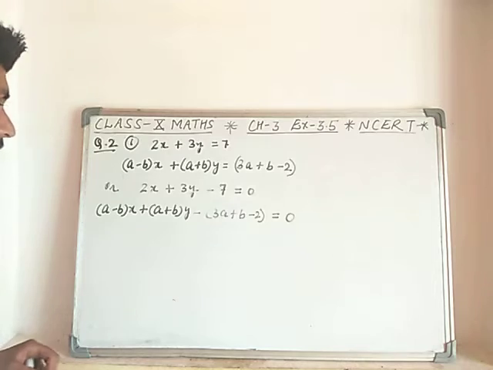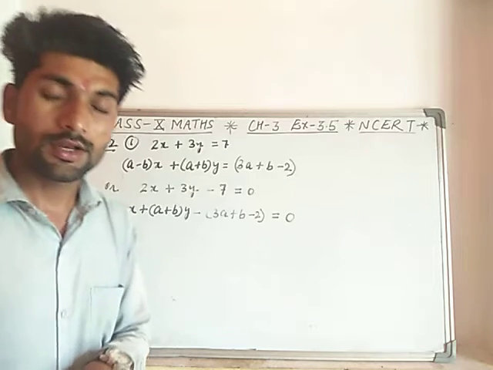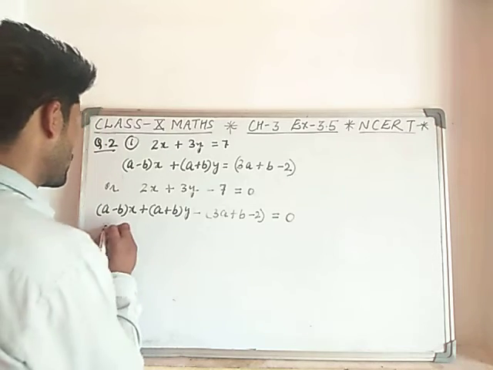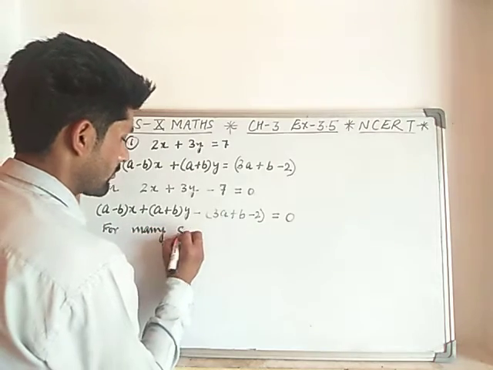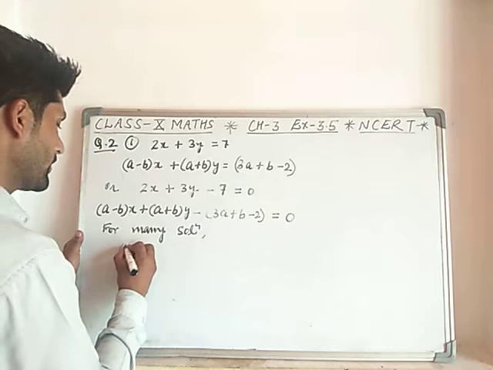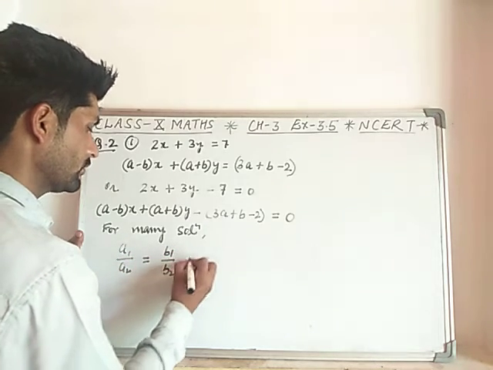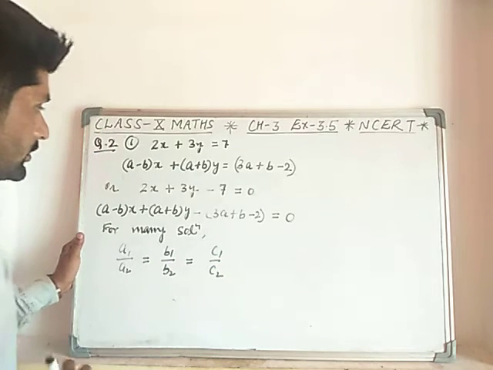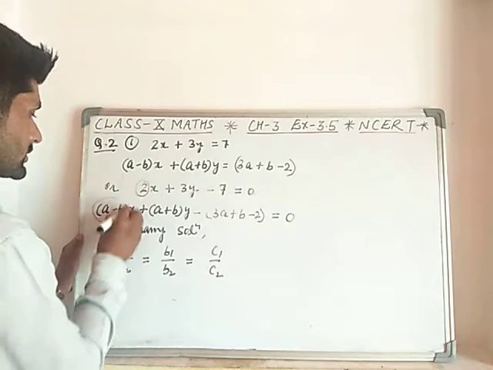Okay, now here we have given that it has infinitely many solutions. Since it has infinitely many solutions, we will have A1 upon A2 equal to B1 upon B2 equal to C1 upon C2. Right? So what is A1? It is 2 upon this.